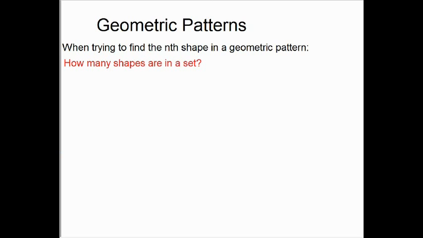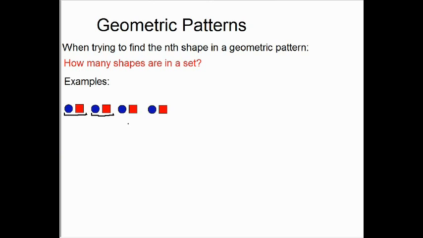There's really only one question you have to ask yourself when you're trying to do that, and that is, how many shapes are in a set? In the first example we're going to look at here, we've got a blue circle and then a red square, and that's the geometric pattern that's repeating over and over again here. So blue circle, red square, continuously.